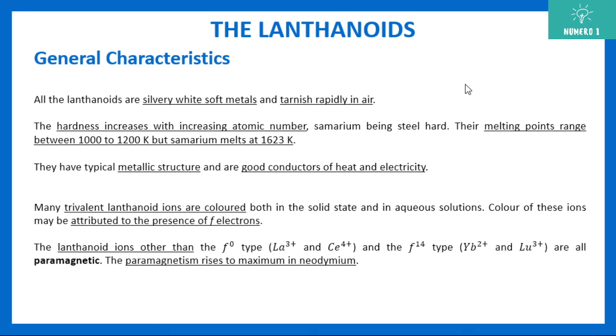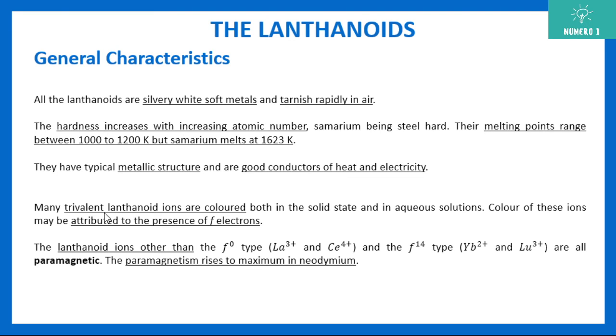Now, general characteristics. Note that all the lanthanides are silvery white soft metals. They tarnish rapidly in air. The hardness increases with increase in the atomic number. Okay. Samarium being steel hard, that's as hard as steel. Their melting point ranges from 1000 to 1200 Kelvin, but samarium melts at 1623. Also, they have typical metallic structure and are good conductors of heat and electricity.